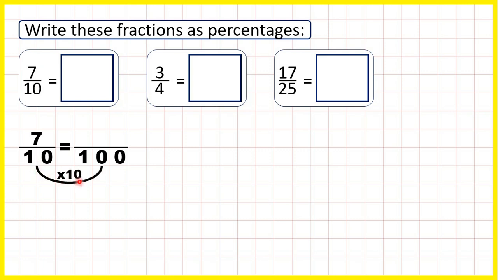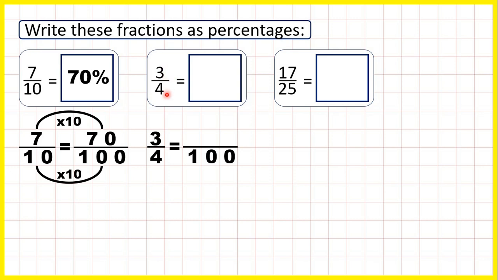So 10 times 10 is 100, and when we're finding equivalent fractions, what we do to the denominator, we need to do to the numerator as well. 7 times 10 is 70, so because 7/10 is equivalent to 70 hundredths, that's the same as 70%. Notice it's not 70 over 100%, because the percentage sign already tells us that it means over 100, that it's out of 100.